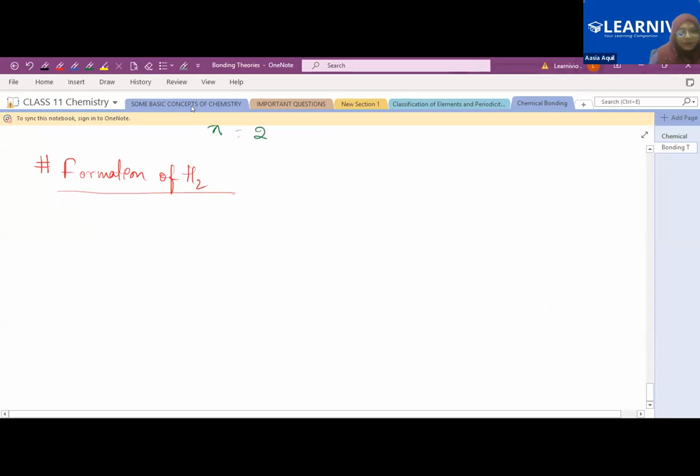Let's discuss. So see, in H2, suppose we have a hydrogen. What is the atomic number? Obviously, it's 1, and its configuration is 1s1. Okay, means the valence electron is only 1. And there is another hydrogen, and its electronic configuration is 1s1. Now, when the bond is formed between this hydrogen and this hydrogen, this one valence electron and one electron participate in the bond formation.